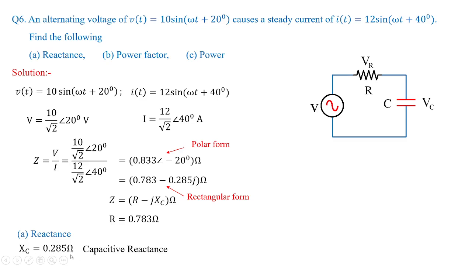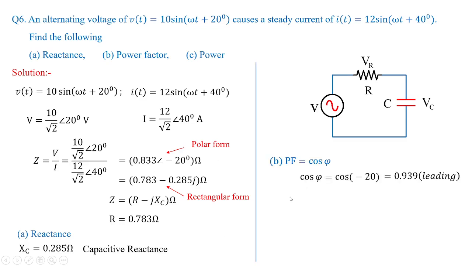From this, you can also calculate the value of capacitor. You comment in the chat box whether you are able to calculate the value of capacitor or not. Then the power factor is given by cos phi, which is nothing but 0.939. Here it is leading in nature. And finally the power, which is nothing but 56.34 watts.